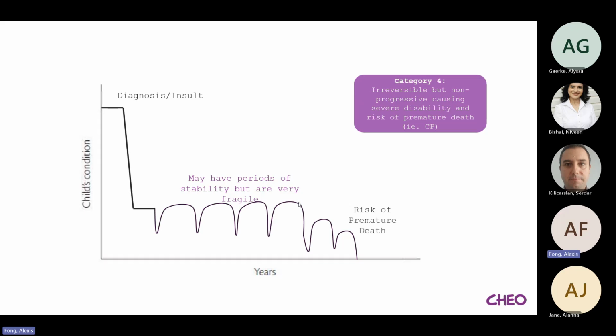So thinking of our kiddos with severe cerebral palsy where they have a diagnosis or insult leading to deterioration, and then may have a long period of stability but oscillations with sickness and illness coming in and out of hospital. They're very fragile and are at very high risk for premature death.